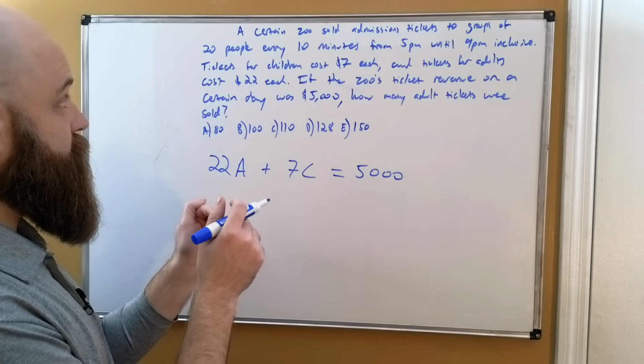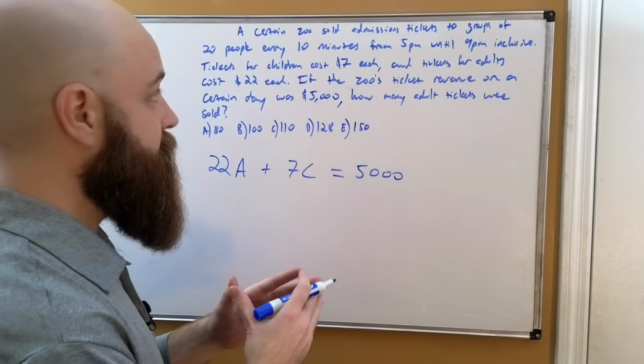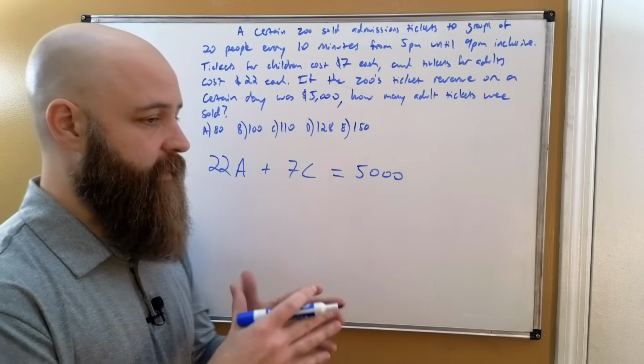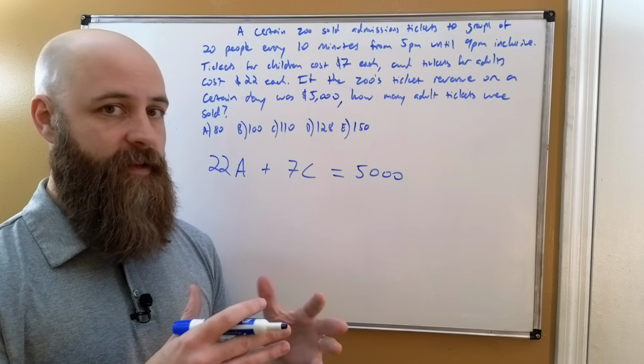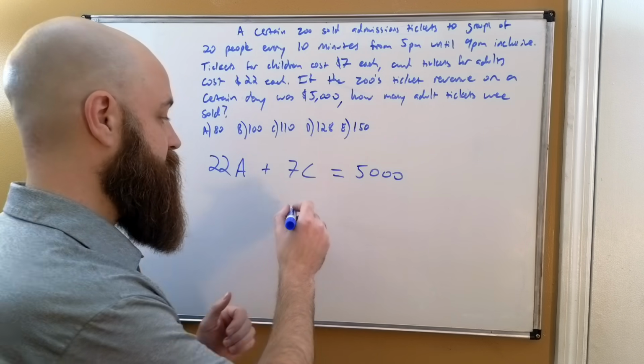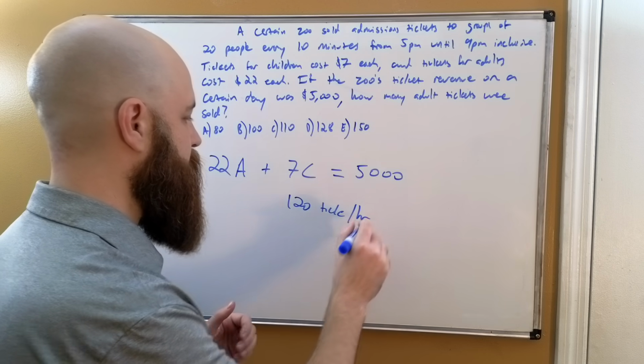Okay, we're selling tickets to groups of 20 people, so I'm selling 20 tickets every 10 minutes. Okay, great, and that's from 5 p.m. until 9 p.m. inclusive. All right, so if I'm selling tickets every 10 minutes, 60 minutes per hour, okay, I guess that's 120 tickets per hour that I'm selling. So I'll get that noted here, 120 tickets per hour.